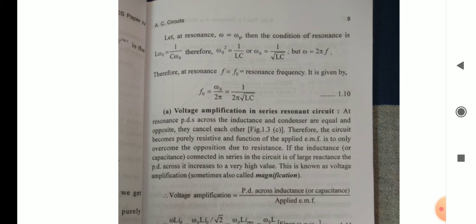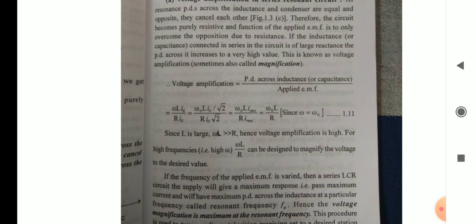This is known as voltage amplification. Sometimes it is called magnification. When a large reactance is connected in series in the circuit, the potential difference across it increases to a very high value. Voltage amplification is equal to the potential difference across the inductance or capacitance divided by the applied EMF.